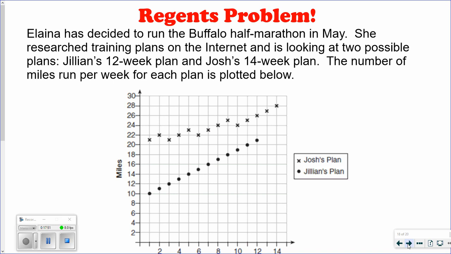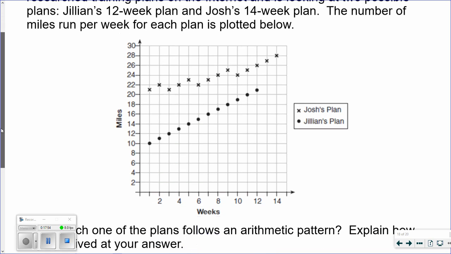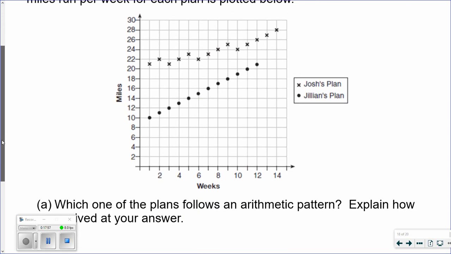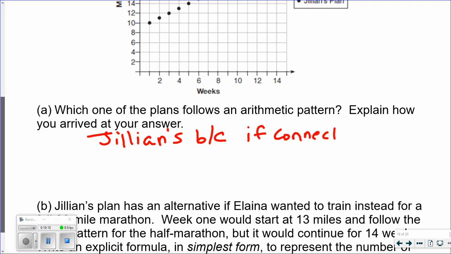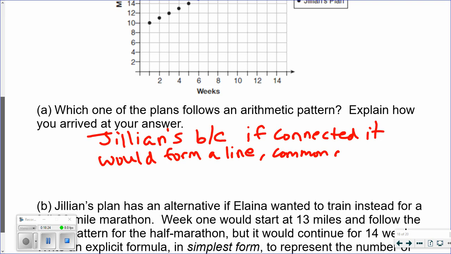Well, arithmetic goes with linear. Which line looks linear? The dots look linear, which is Jillian. So I'm going to write down Jillian's, because if connected, it would form a line. And if you look, it has a common difference of 1, right? Every term is going up by 1.